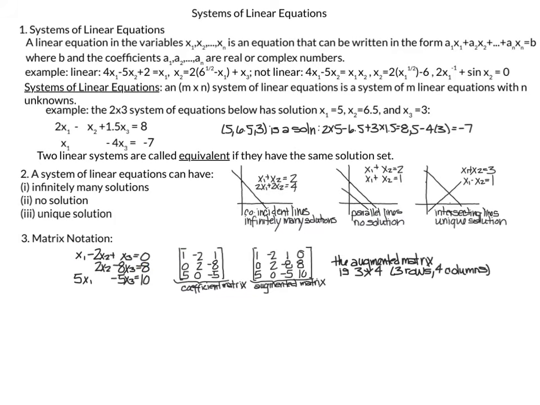When we have our second equation, 0x1 plus 2x2 minus 8x3, we're going to take the coefficients 0, 2, and minus 8 as our second row. And for our last equation, 5x1 plus 0x2 minus 5x3, we'll take the coefficients 5, 0, and minus 5 as our third row. We can make an augmented matrix here by putting the solutions 0, 8, and 10 on the other side.